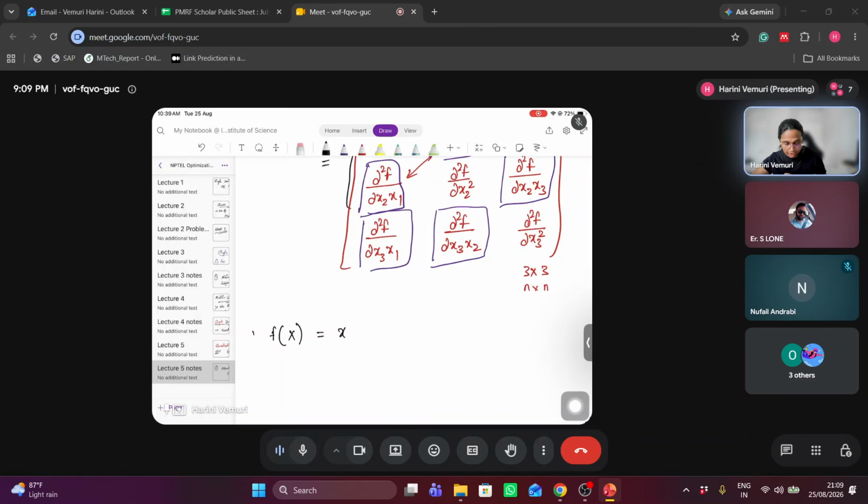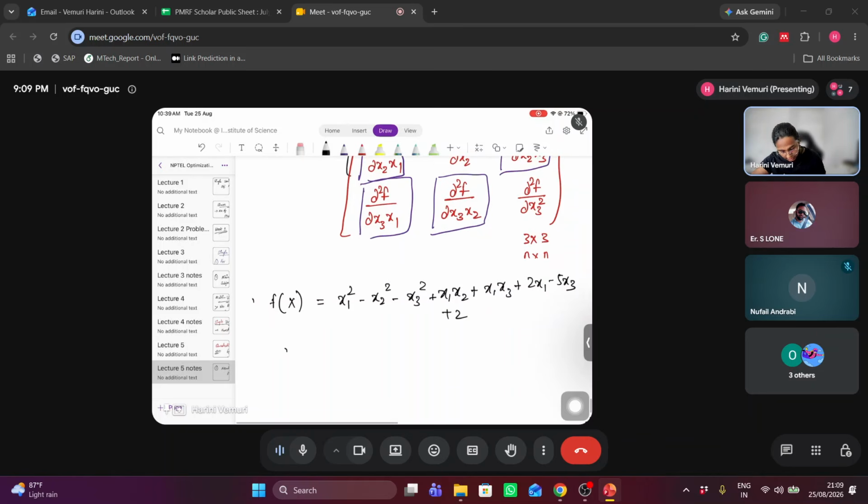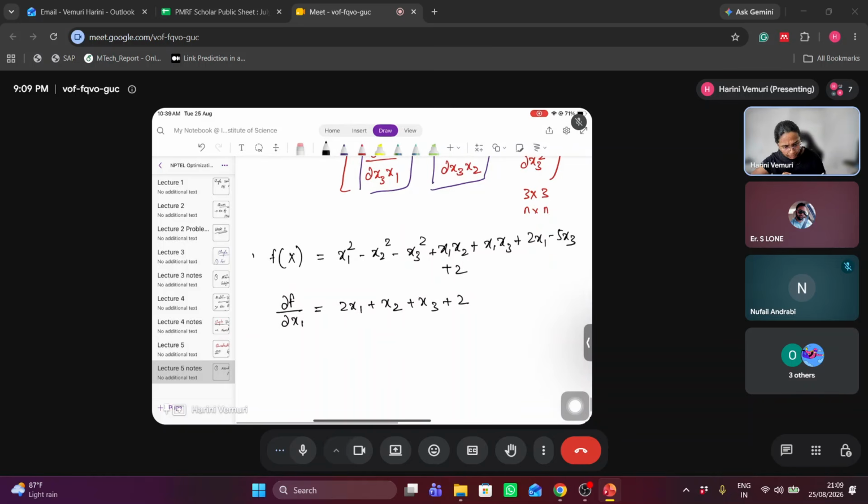Okay, so our function is x1 square minus x2 square minus x3 square plus x1 x2 plus x1 x3 plus 2x1 minus 5x3 plus 2. Okay, first derivative I am doing with respect to x1: 2x1 plus x2 plus x3 plus 2. Okay, then partial differentiation with respect to x2: minus 2x2 plus x1.